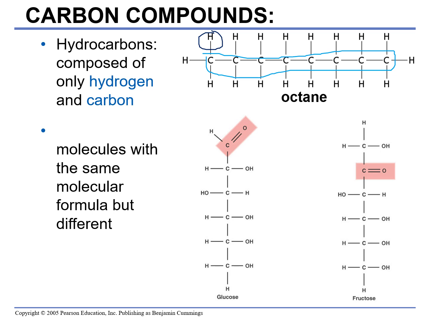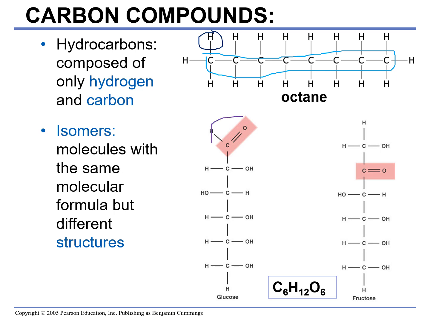So isomers are molecules with the same molecular formula but different structures. So in glucose and fructose, you see that they both have the same formula, which is C6H12O6, but they have different structures. For example, your double bond of carbon and oxygen in the glucose is found up here, while in fructose it is found down here.